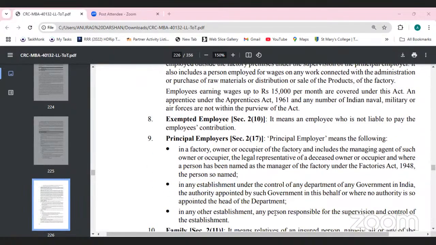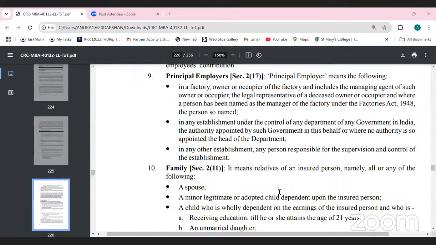It can be, in a factory, the owner or occupier of the factory. It also includes the managing agent of such owner or occupier, the legal representative of a deceased owner or occupier, where a person has been named as a manager of the factory under the Factories Act 1948. In any establishment under the control of any department of any government in India, the authority appointed by such government in this behalf, or where no authority is so appointed, the head of the department.